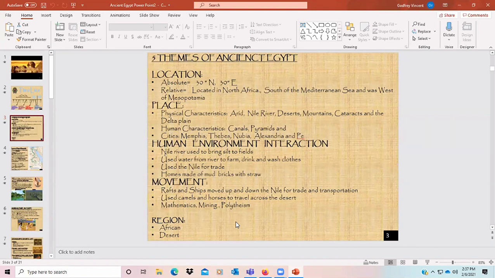In terms of the human environment, Egyptians used the Nile River for trade, for farming, to drink water, to wash clothes, and to make bricks. And they built ships and boats. They used camels and horses to travel across the desert. They engaged in mathematics, mining, and practiced polytheism. And the region is Africa.